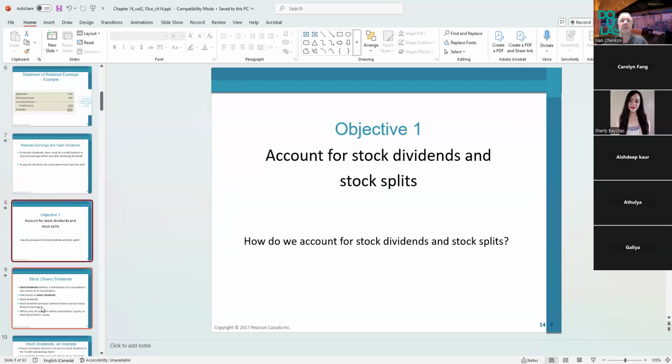Let's see how we're going to deal with the stock dividend and stock split. We already know about the cash dividend. What was interesting about the cash dividend? We have three events there, correct? Three major dates. First date was the date of declaration. Second date was the date of record. And the third date is the date on which the dividend is actually paid.